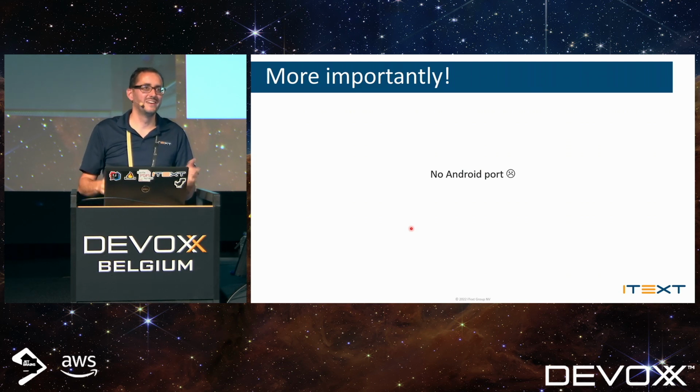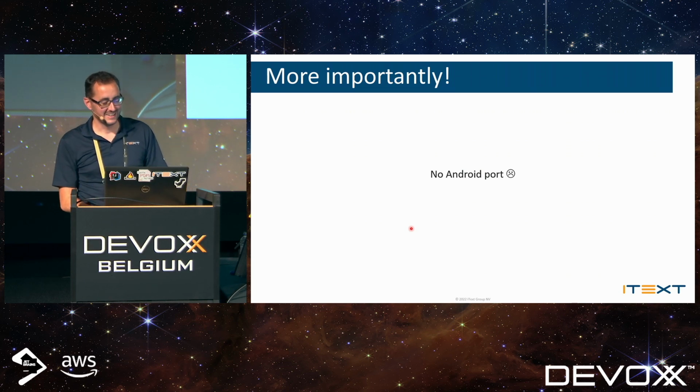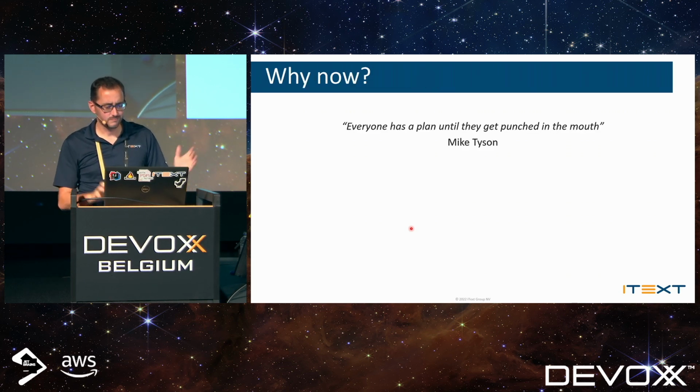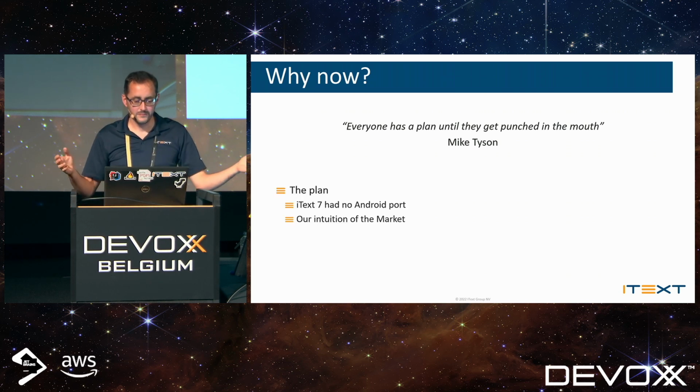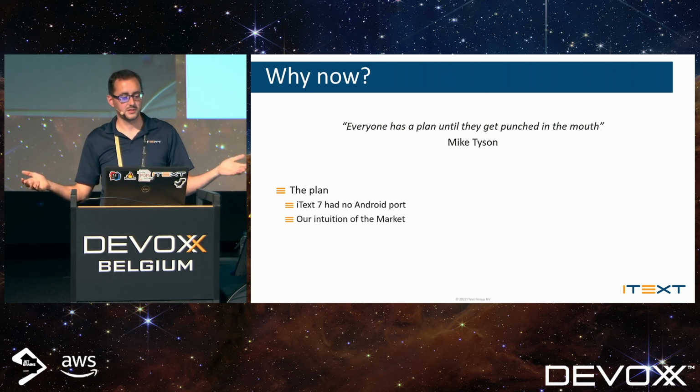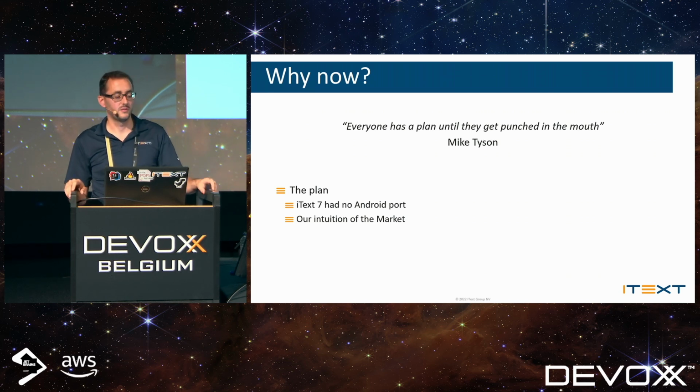Well, yeah, spoilers, we did. Otherwise, we wouldn't be here. But back then, we thought it wasn't important. So why now? Why are we now talking about Android? Why are we now suddenly interested in it? And I think this quote by Mike Tyson is fitting, albeit a bit aggressive, I do admit. But everyone has a plan until they get punched in the mouth. So we had a plan. So iText had no Android port because of reasons. We had an intuition of the market. And we stood by what we thought the market wanted. And then you have the punch.